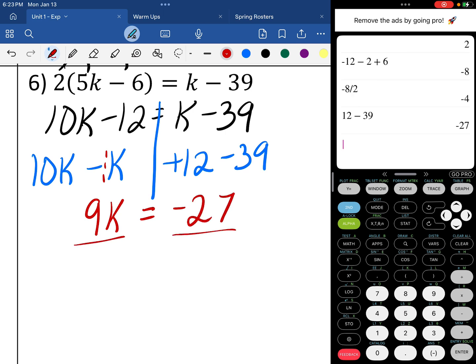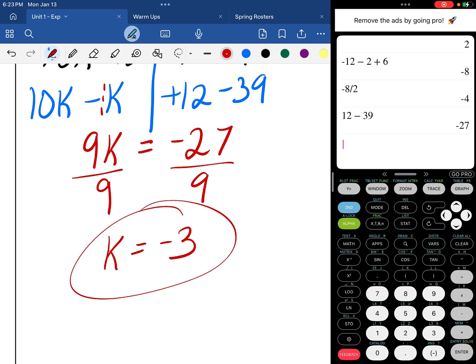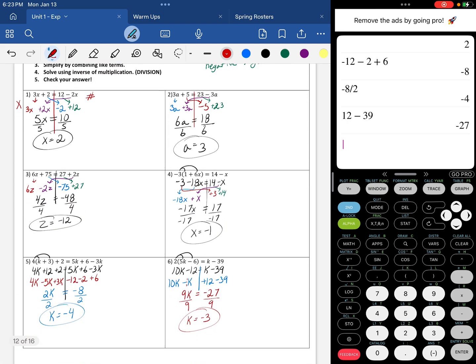What are we going to divide by here? 9, because that's the number that's hanging out with k. We divide and we get k equals negative 3. Okay, those are the basic 6 problems right there.